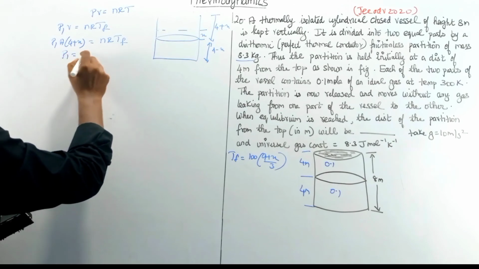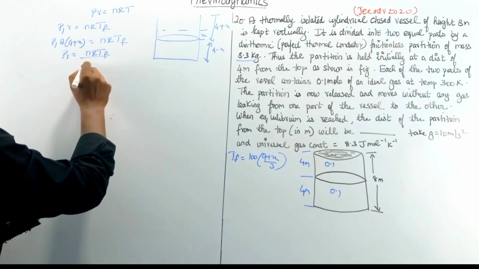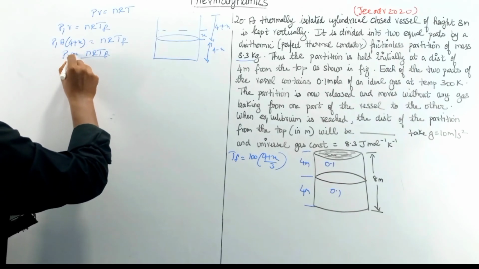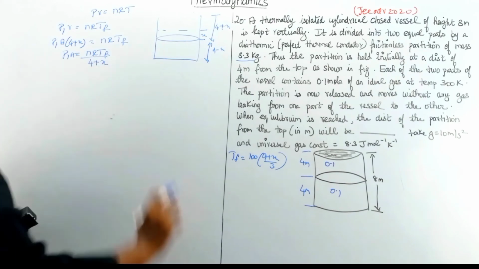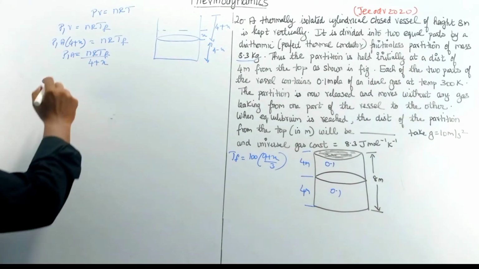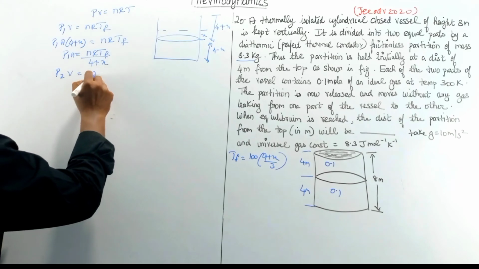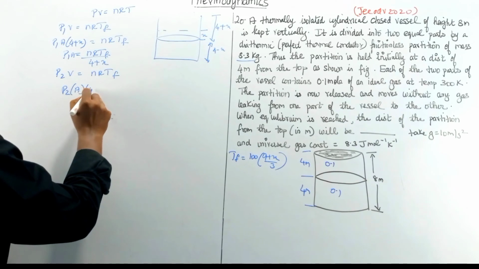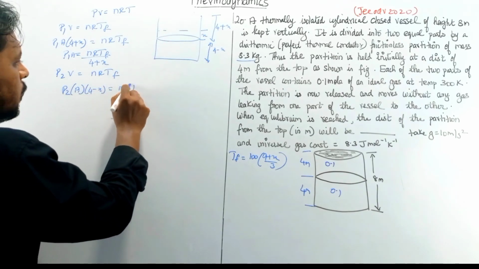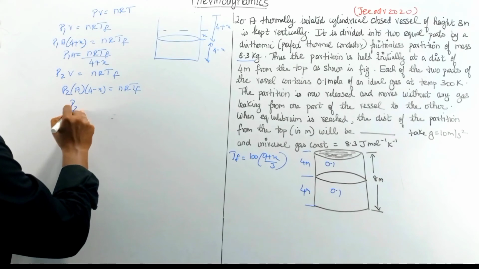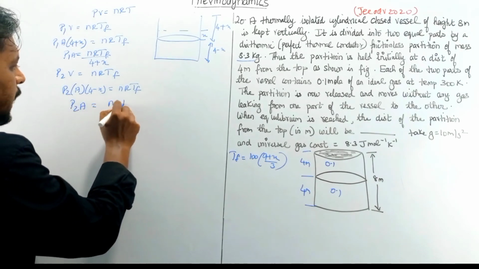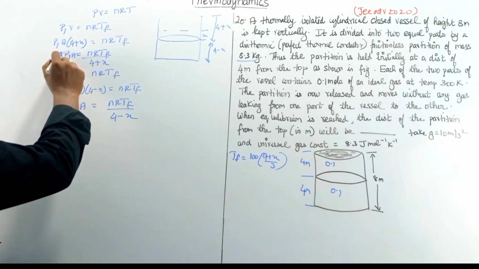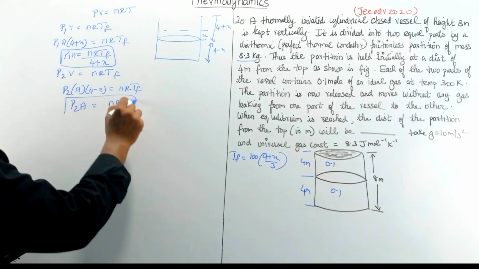So from this, P1A could be written as nRTF by 4 plus x. Similarly, you have to do it for P2 also: P2 into A into 4 minus x is equal to nRTF. So from this P2A could be written as nRTF by 4 minus x. So we have found the values of P1A and P2A.